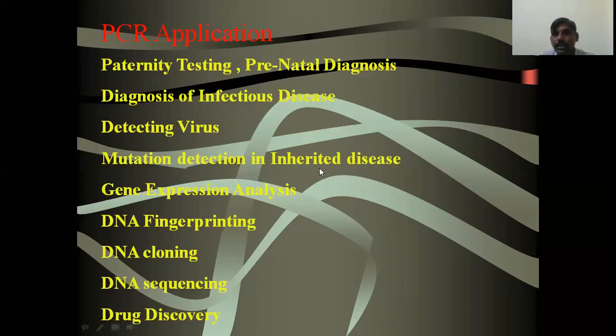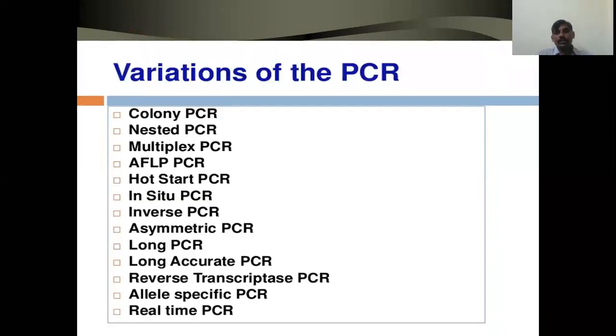And mutation detection in inheritable diseases, gene expression, the gene mapping process, the DNA fingerprinting mechanism, and DNA cloning also, to know the sequence of a particular species, and drug discovery. So these are all various applications of PCR in molecular biology, biochemistry and microbiology. Not only this, chronologically, the simple PCR technique developed into many types with variations. Different types of PCR are applied in different biochemical research processes.